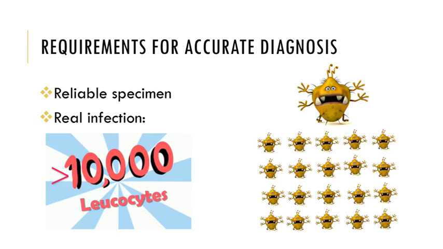The bacterial count will depend on the type of urine specimen that you've sent off. For a suprapubic aspirate, any count more than 1,000 is significant. For a catheter sample, more than 10,000. And for a midstream urine sample, any bacterial count or growth more than 100,000 organisms per mL.